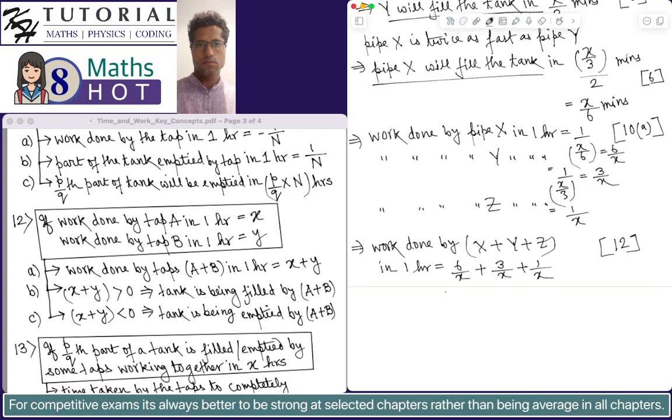Okay, so this is equal to 6 by x plus 3 by x plus 1 by x, which is 10 by x. So the work done by X plus Y plus Z in 1 hour is 10 by x, and this is equal to 1 by x by 10.